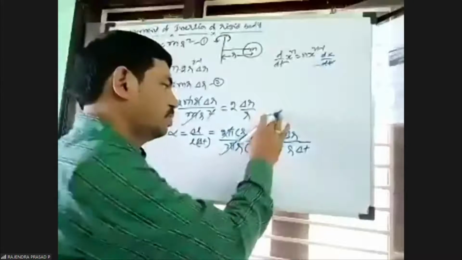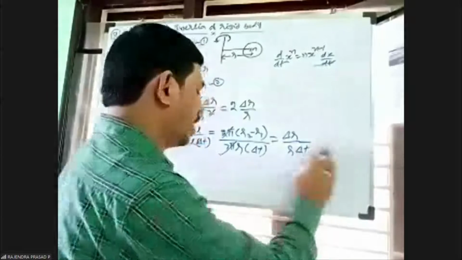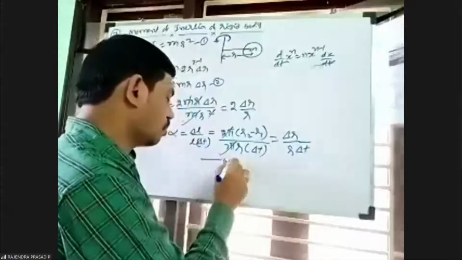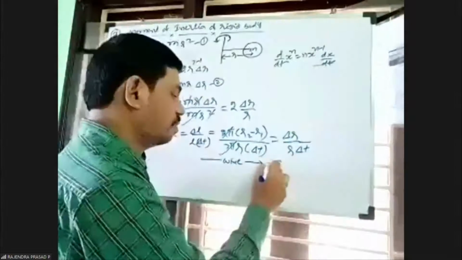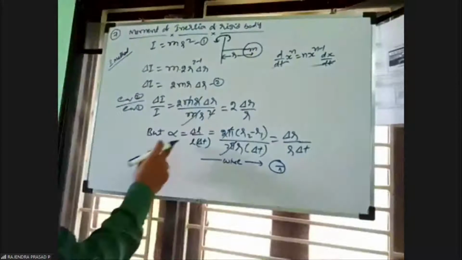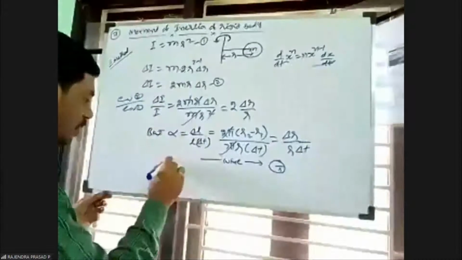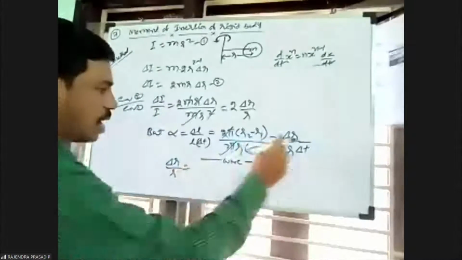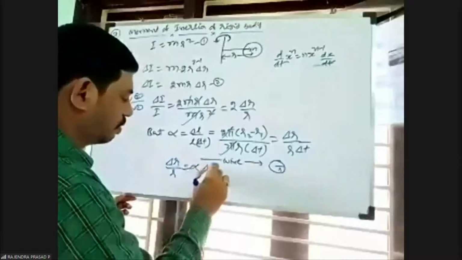A wire bent in the form of a circle, of radius R. Same thing, so delta R by R is equal to alpha delta T.